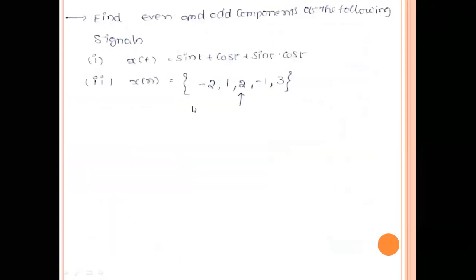Now see here. One continuous time signal and one discrete time signal have been given. For these particular signals x of t and x of n, we must find the even and odd components of the signals. Let us solve the first one. See how I am going to separate.